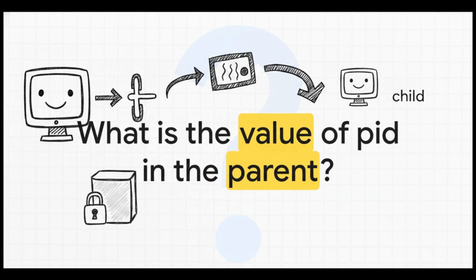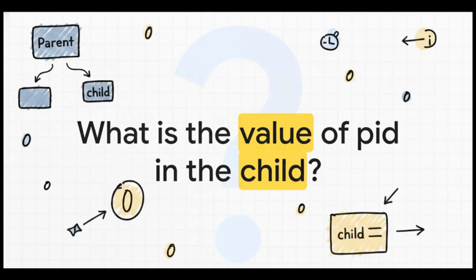Question 3. What is the value of the pid variable in the parent? Think back to the magic of the return value. The parent was handed the child's ID, making this value 3501. The parent stored exactly what fork handed back to it. And finally, question 4. What is the value of the pid variable in the child? This is the ultimate proof of the timeline split. The child's stored variable is always exactly 0. That 0 is the fundamental mechanism that allows the child to know it is, in fact, the child.